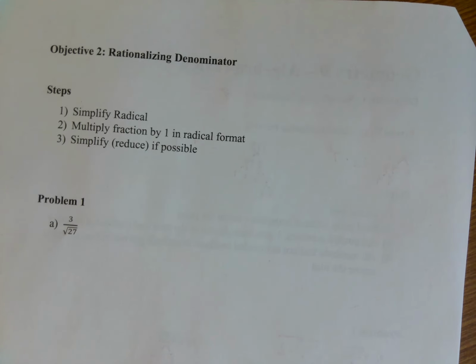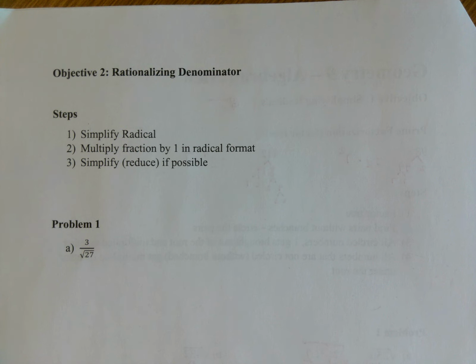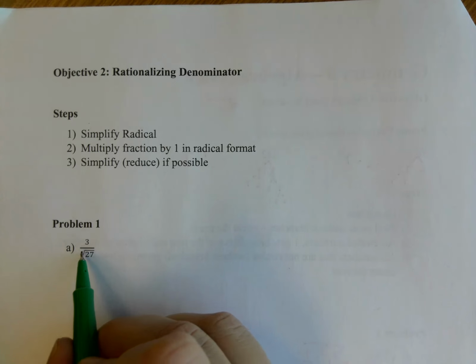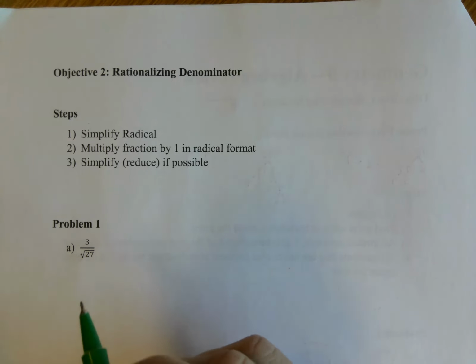Objective 2, rationalizing the denominator. So 3 steps here. Simplify radical, multiply by 1, and reduce if possible. So first one. First, I have to look at this radical right here. See if I can simplify it.